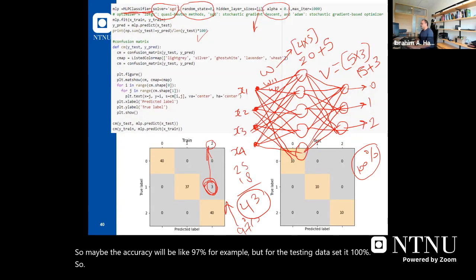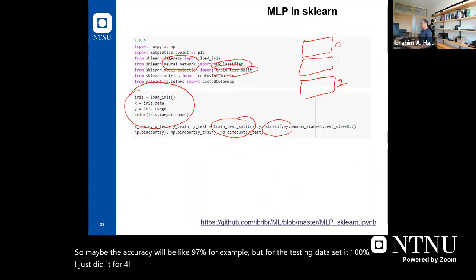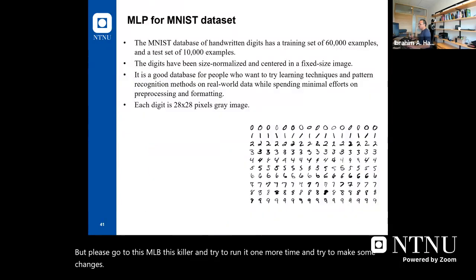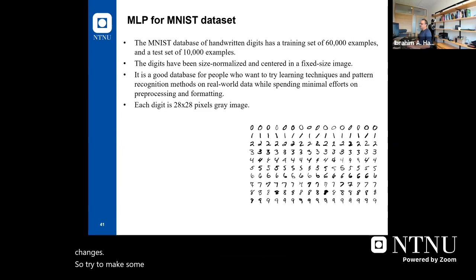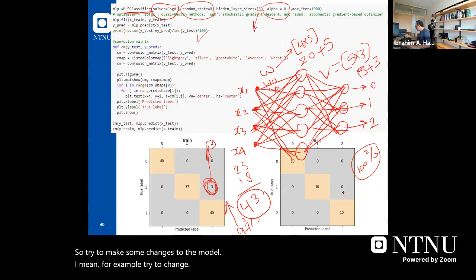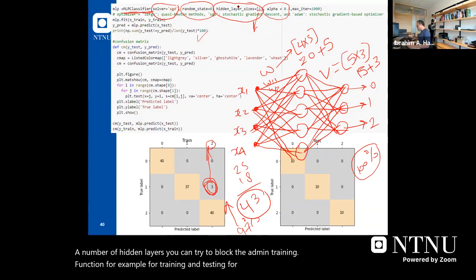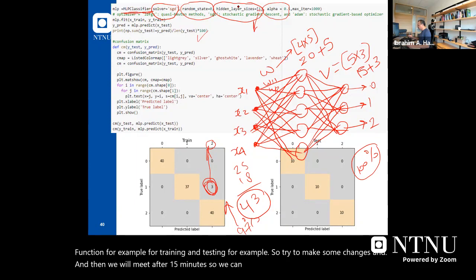I want you now to take a break. We will take, for example, a 15-minute break. But please go to this MLB sklearn and try to run it one more time and try to make some changes to the model. For example, you can change the number of hidden layers. You can try to plot the loss function, for example, for training and testing. So try to make some changes, and we will meet after 15 minutes. So we can meet at 11:30, for example. Is it fine?